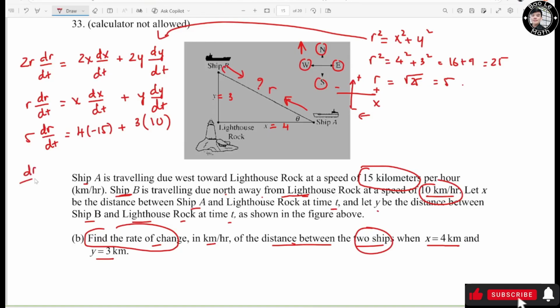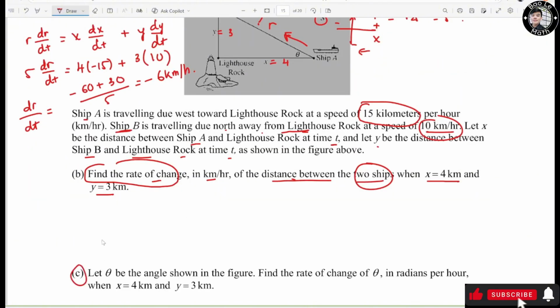So dr over dt equals 4 times negative 15, which is negative 60, plus 30, divided by 5, right? So it is negative 6 kilometers per hour. Now let's move on to question C.